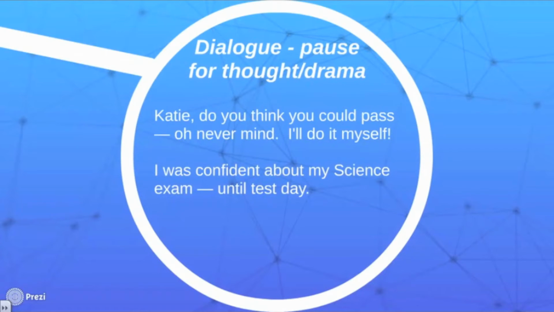So here we've got, "Katie, do you think you could pass? Oh, never mind, I'll do it myself." So we've got actually a pause for thought. So this character thought, oh, I may as well just do it myself instead of waiting for you, okay? So that em dash shows that pause for thought in that dialogue.